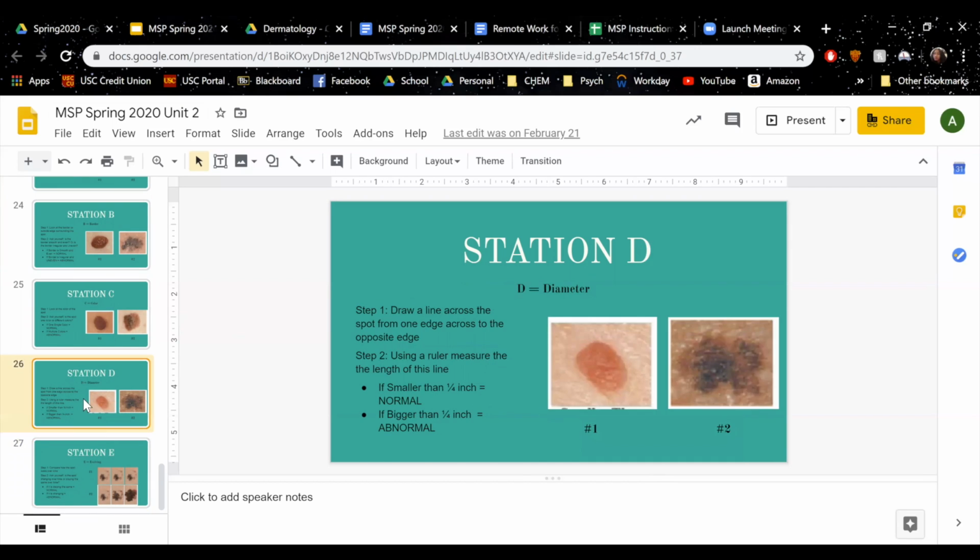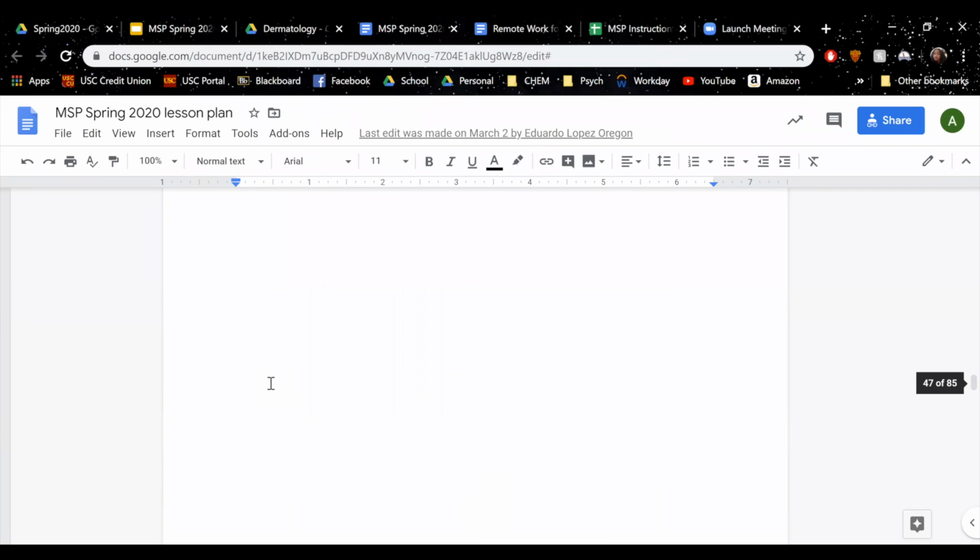And of course they can't measure this one, so you kind of have to give them fake numbers. Like you can say this one is less than 1/4 of an inch, and this one is more than 1/4 of an inch. So which one is benign and which one is malignant? Things like that. Just get creative with it.